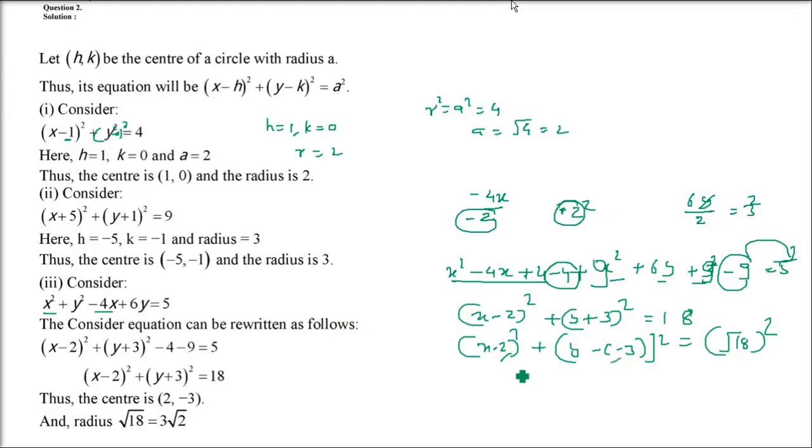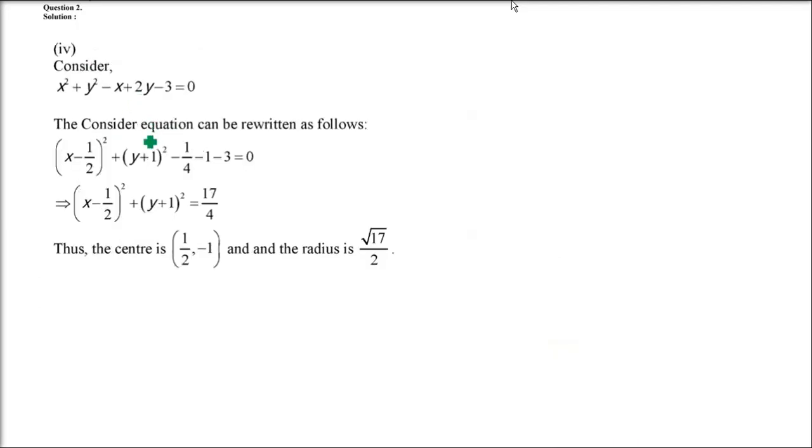First of all, h and k: h, because it is minus already, is 2, and k is minus 3. H and k we have. This is root 18. How do you write root 18? You can write it as 9 into 2. You can take them separately, root 9, root 2. This is 3 root 2. So radius is 3 root 2.